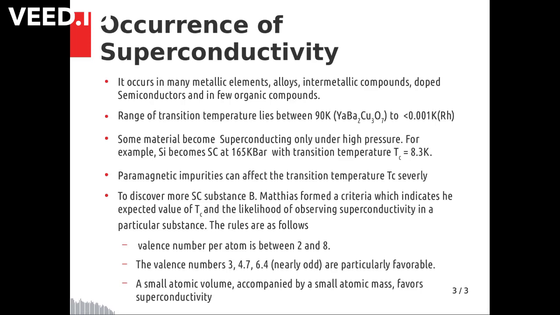as follows. The valence number per atom should be between 2 and 8, and the valence numbers which are nearly odd, like 3, 4.7, 6.4, are particularly favorable compared to the even ones. And small atomic volume and small atomic mass atoms are usually favored for superconductivity. And with this criteria, B. Matthews discovered thousands of superconducting materials.